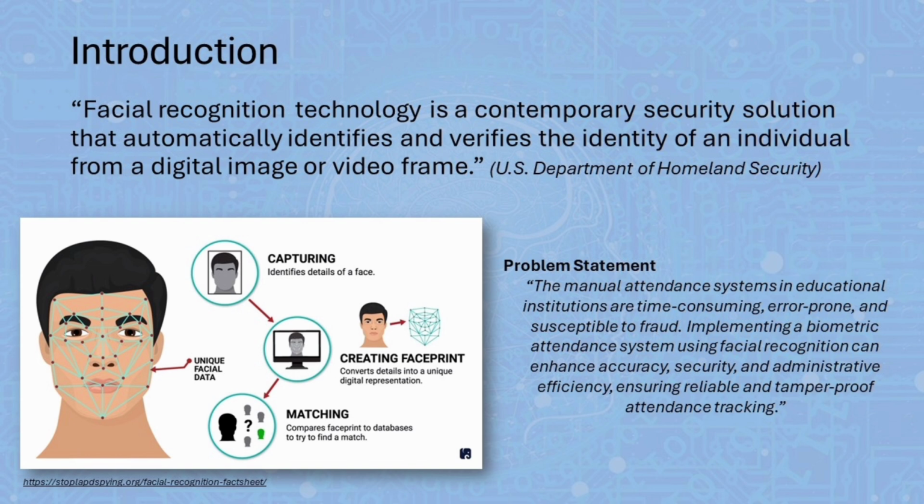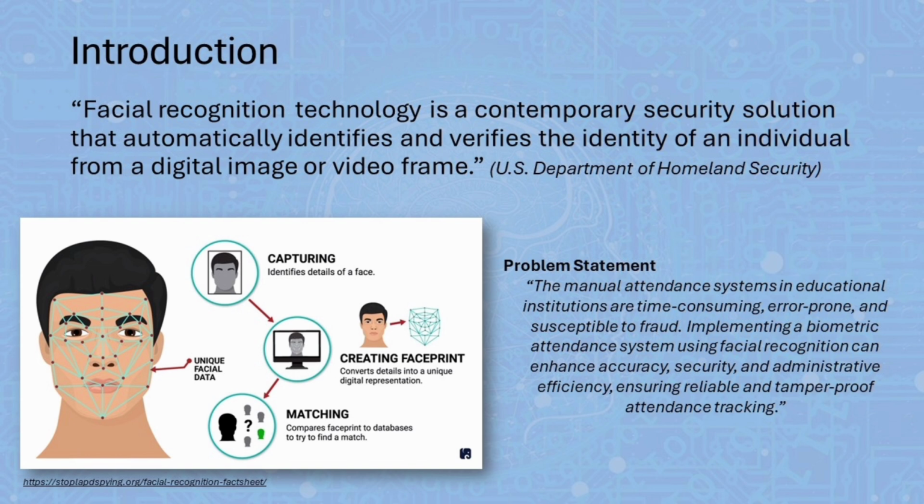Next, we move to the creation of the face print. This step involves converting the captured facial details into a unique digital representation. Think of it as creating a fingerprint, but for your face. The system analyzes the unique facial data and transforms it into a mathematical formula, or a face print. This face print is a digital code that represents your face's unique features.